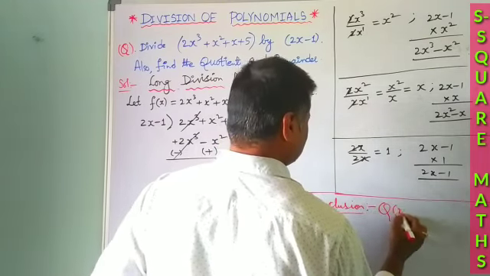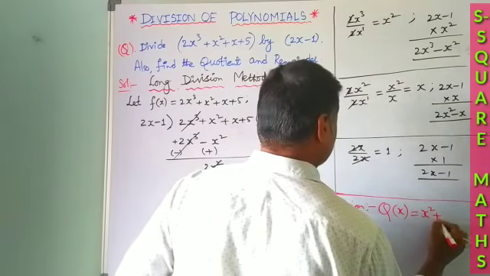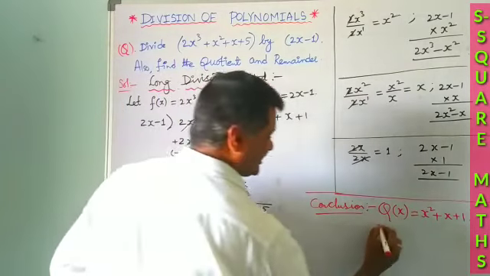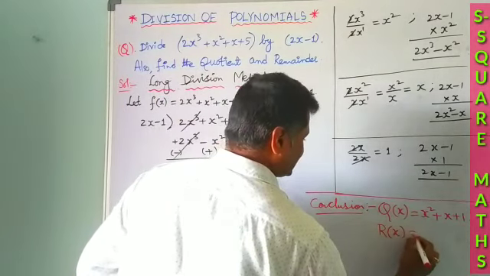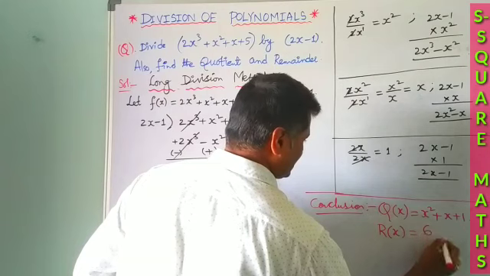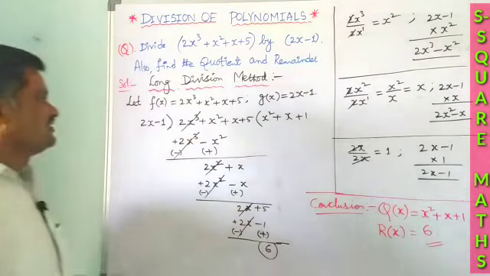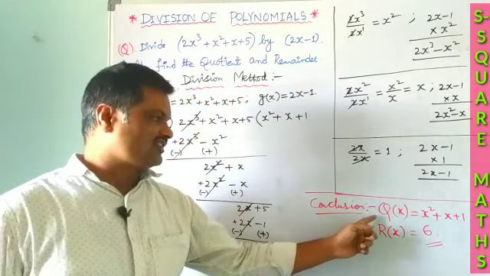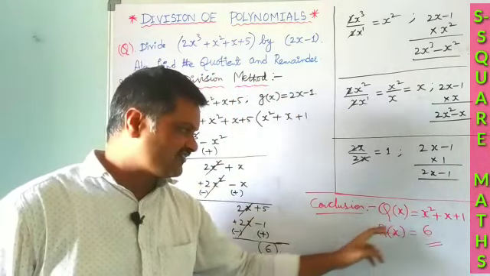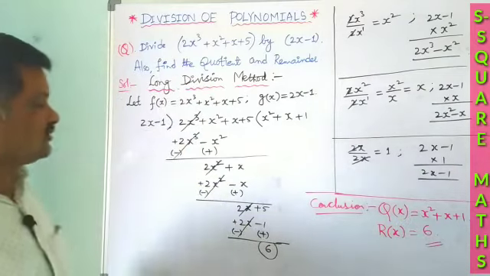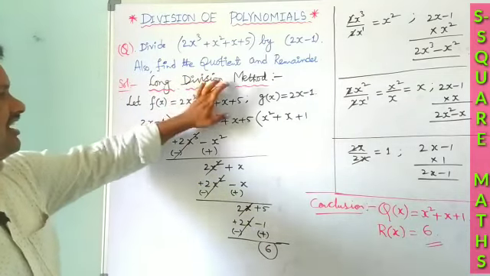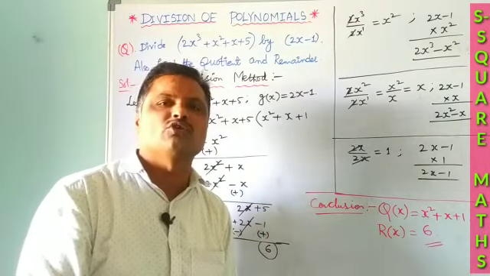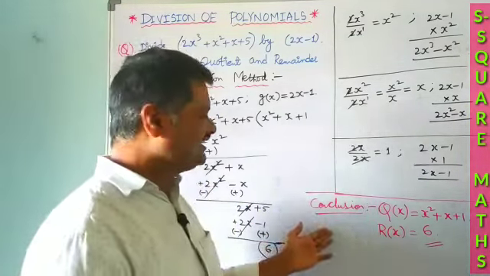Q of x is x square plus x plus 1, and the remainder r of x, since it is a constant, is 6. So when you divide f of x by g of x, the quotient is x square plus x plus 1 and the remainder is 6. This was by which method? The long division method.